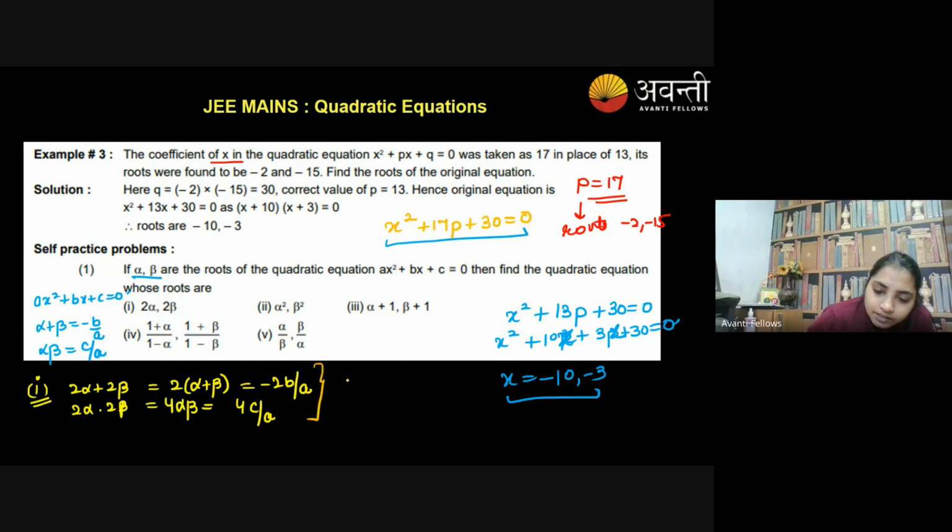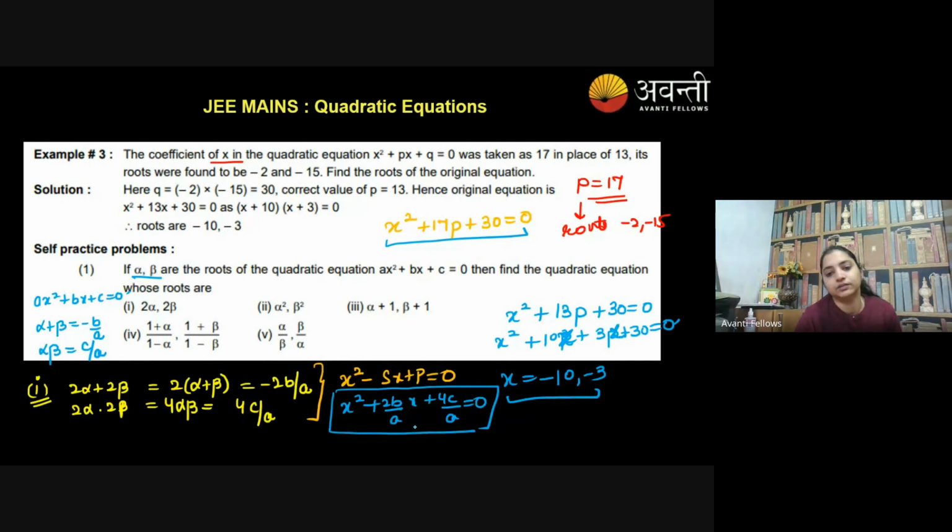Yes, ma'am. And how many of you know that x square minus sx plus p is equals to 0 is the equation of a quadratic when sum and product are known? So x square plus 2b upon a x plus 4c upon a is equals to 0. So this must be my new quadratic equation whose roots are 2 alpha and 2 beta. Right, Gurmannat? Yes, ma'am. Tanisha, Pyasa, Gaurav, Ritik, Aditya, clear? Anurag, clear? Yes, ma'am. Okay.